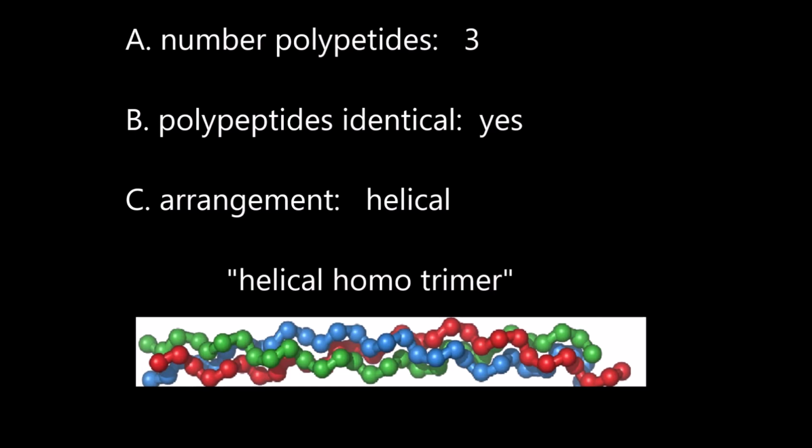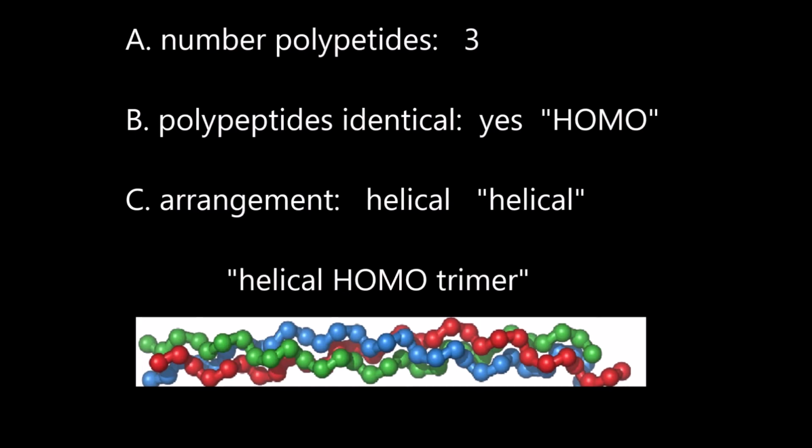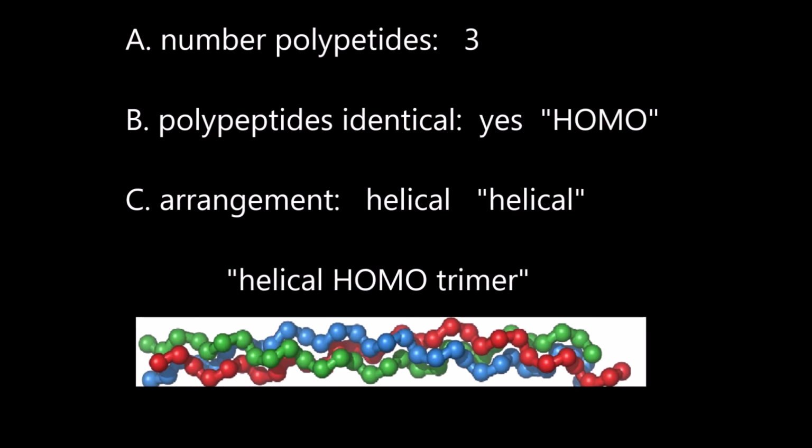Because the polypeptides are arranged geometrically as a helix, I use the word helical. Because all the polypeptides in this collagen protein are identical, I use the word homo. Now, if hypothetically the polypeptides were different rather than identical, I would have used the word hetero. But since they are identical, I used the word homo.